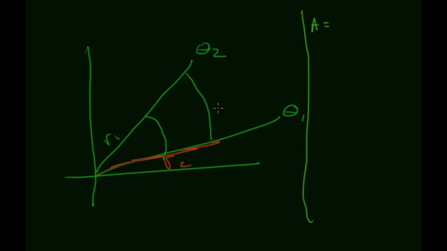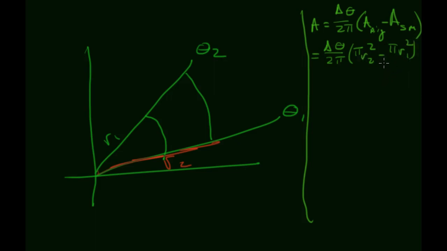The area here is going to be whatever the change in theta is, theta 2 minus theta 1, out of 2 pi, because that's the portion of the whole circle I have. And this is the area of the big circle minus the area of the small circle. So area is delta theta over 2 pi times pi r2 squared minus pi r1 squared, the big circle minus the small circle. The pi's cancel, that's nice, so this works out to be 1/2 delta theta times r2 squared minus r1 squared.